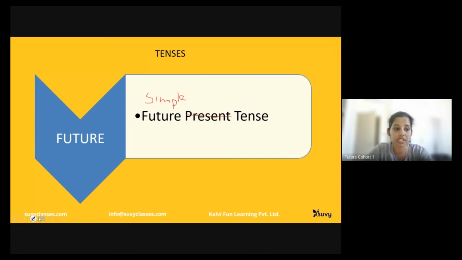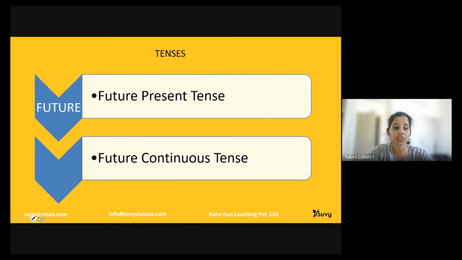So simple future tense is used to express actions that will happen in the future. Okay, it is about something which we cannot control. So like, it will be raining tomorrow. Okay, this is something we don't have control over. So for such cases, we use the simple future tense, or to talk about what we think will happen in the future. Like, I think India will win the match. Okay, so for all these, we use the simple future tense.